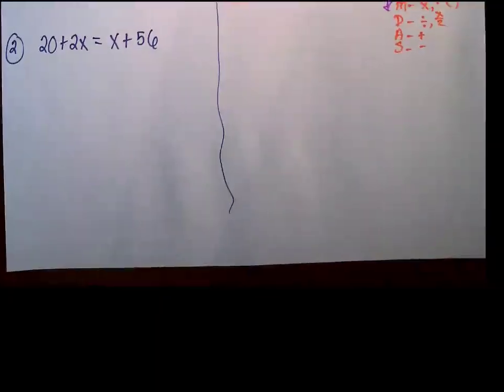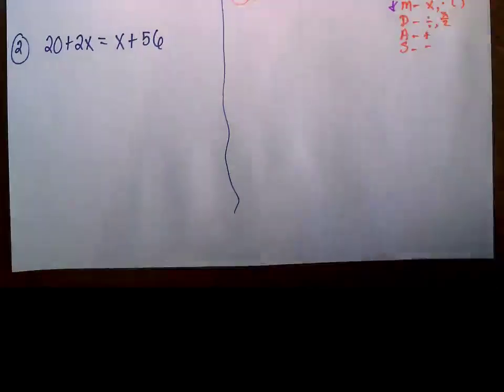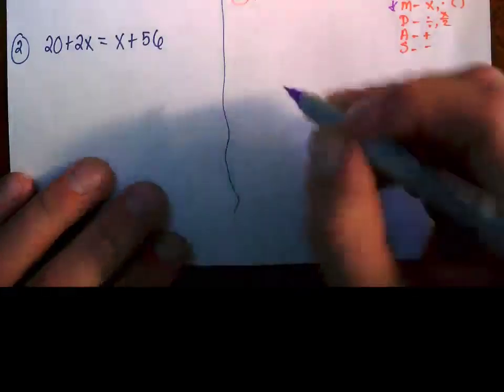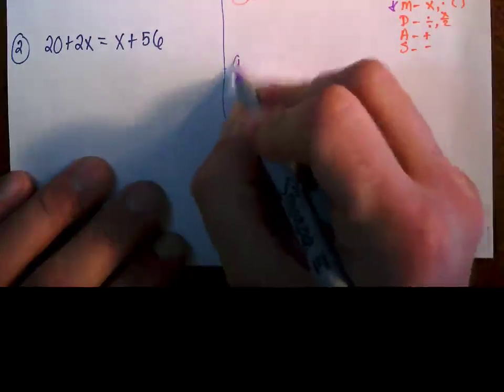Okay, so let's go up here. We're going to look at some of these problems, and you can see this one's a little bit more difficult, a little more in depth. So what is the first thing we need to do? Do we have like terms on one side? So we're going to say that. Can we combine like terms?